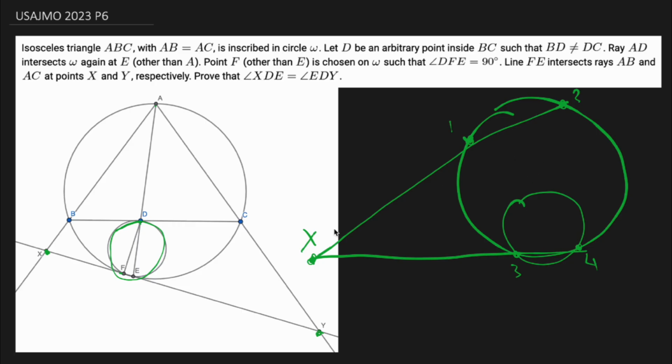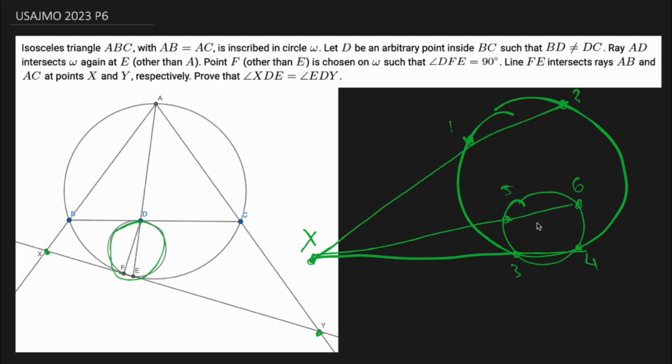So we know that if we draw any line from X to intersect this circle at points 5 and 6, by power of a point, x3 times x4 is equal to x5 times x6. But x3 times x4 is also equal to x1 times x2 by power of a point on this big circle. So x1 times x2 equals x5 times x6, and then 1, 2, 5, 6 are indeed concyclic.